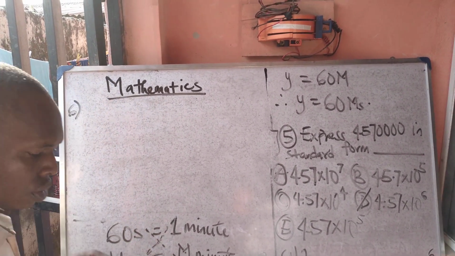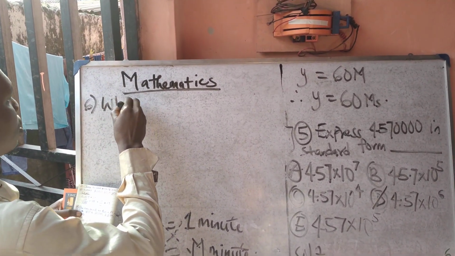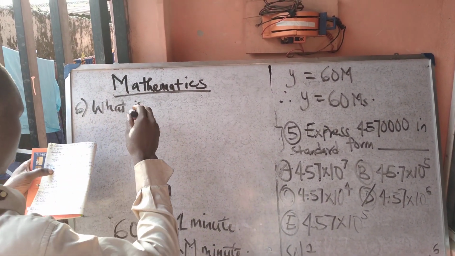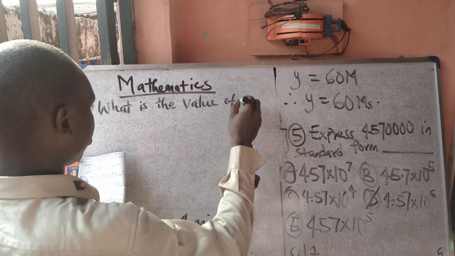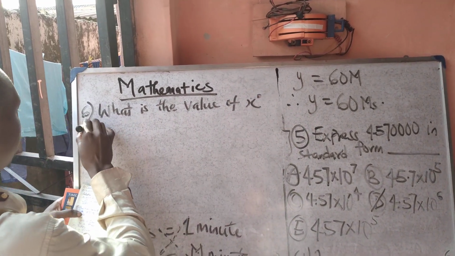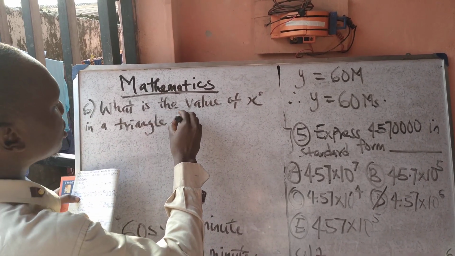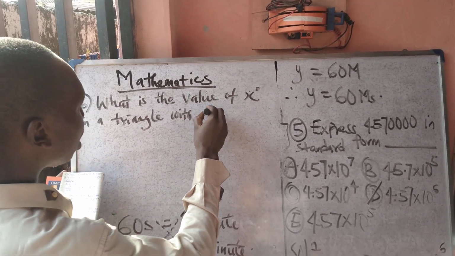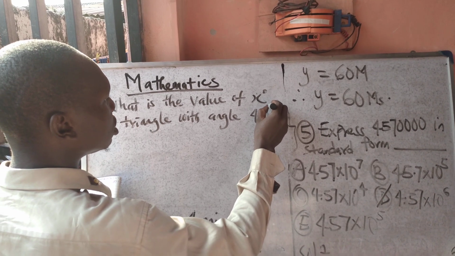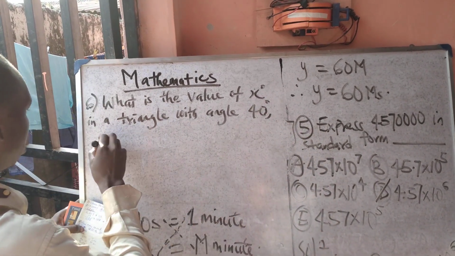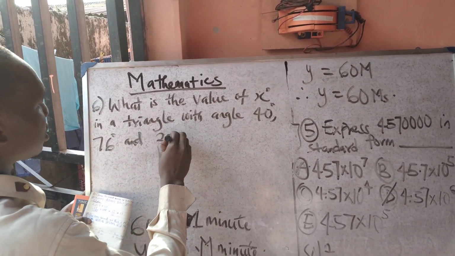Number 6. What is the value of x in a triangle with angles 40 degrees, 76 degrees, and 2x degrees?